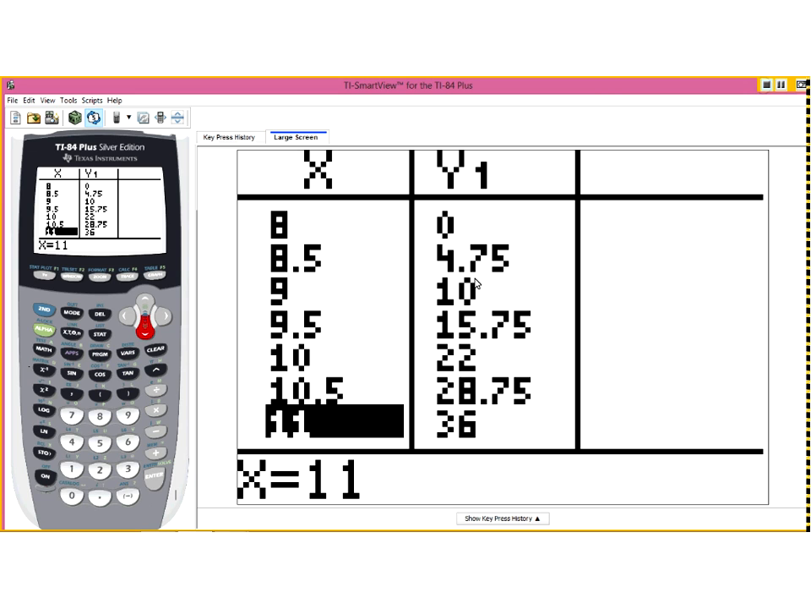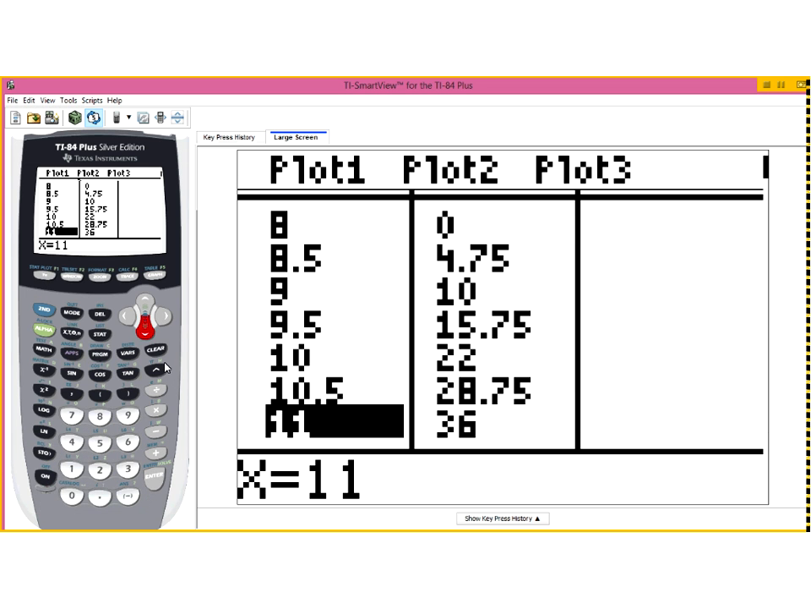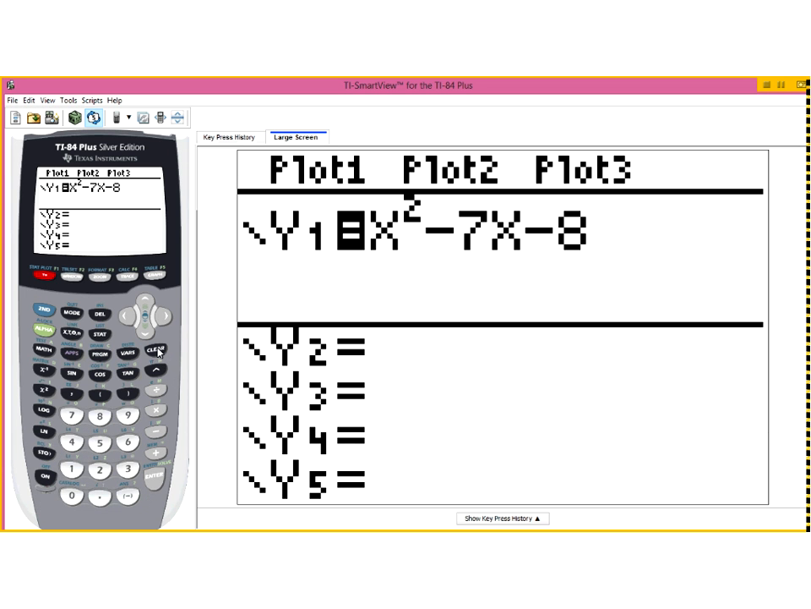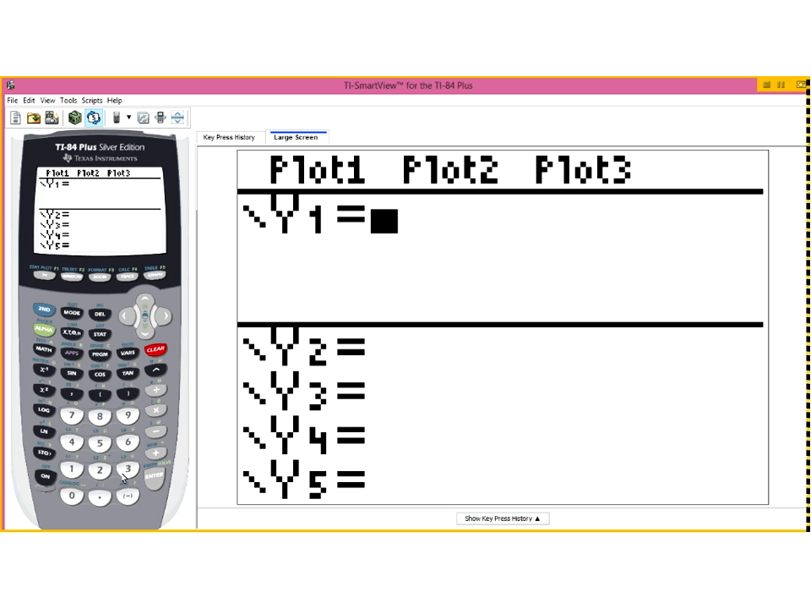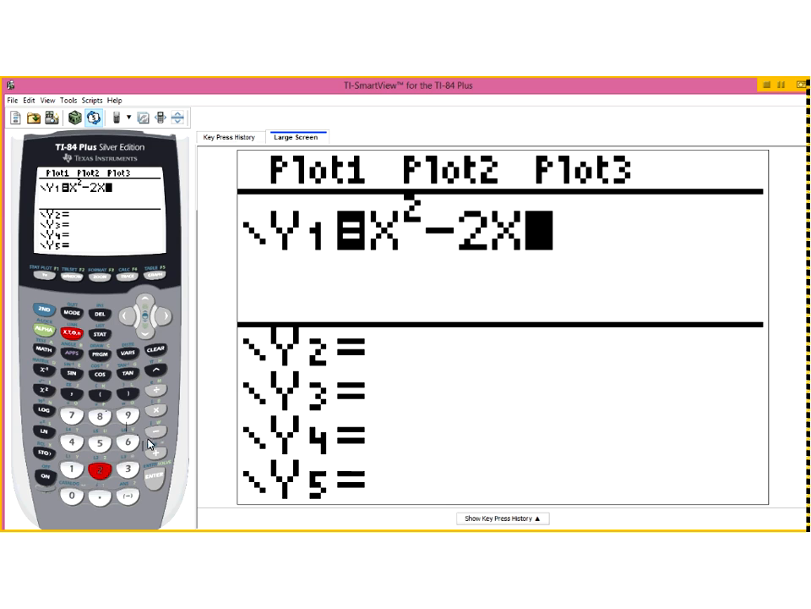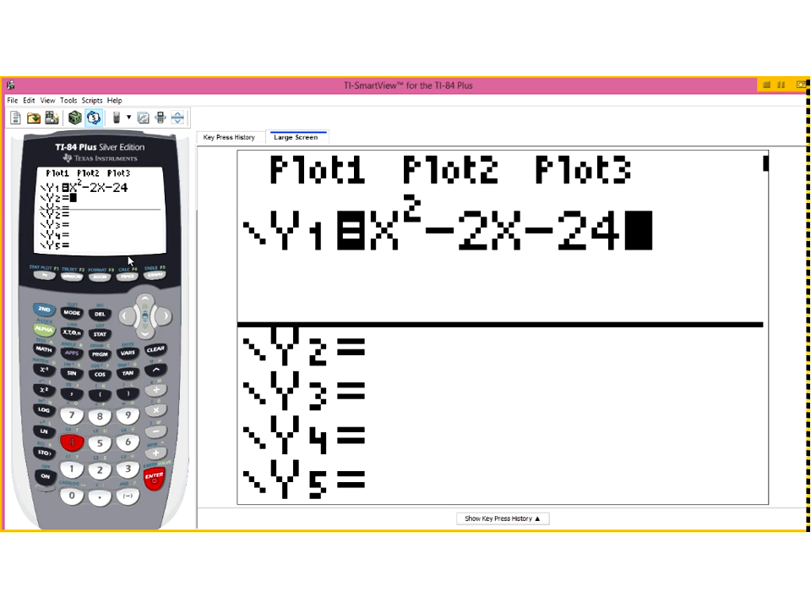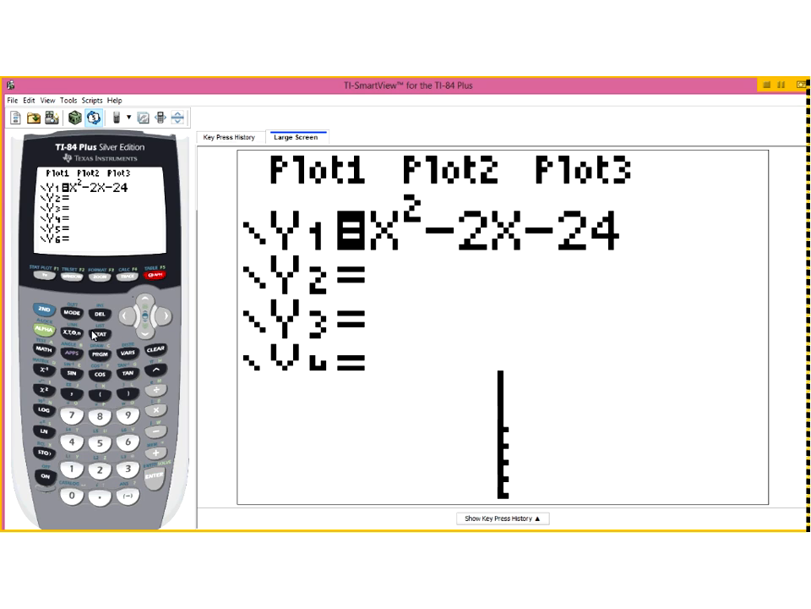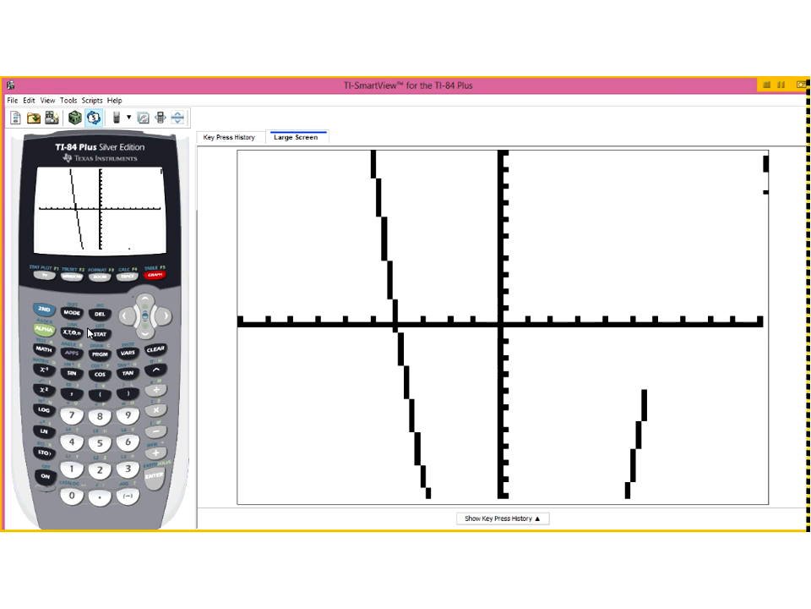Now if I go to my calculator, I'm still going to do x squared, bring the 2 to the other side, minus 2x minus 24. I can graph it. And there's minus 1, minus 2, minus 3, minus 4, and 1, 2, 3, 4, 5, 6. So there's the minus 4 and 6.